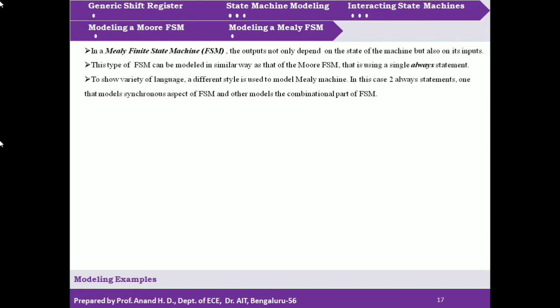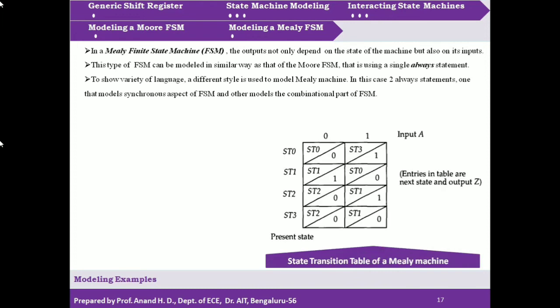Okay, so this is the state transition table of the Mealy machine that we are going to model. These are the present states, ST0, ST1, ST2, ST3. Depending upon the input, whether it is 0 or 1, outputs will be generated and state transitions will be decided. If you look here, this is state 0. If current state is 0 and input is 0, then the output is 0 and there will be no state transition. If current state is 0 and input is 1, then output will be 1 and there will be a state transition from state 0 to state 3.